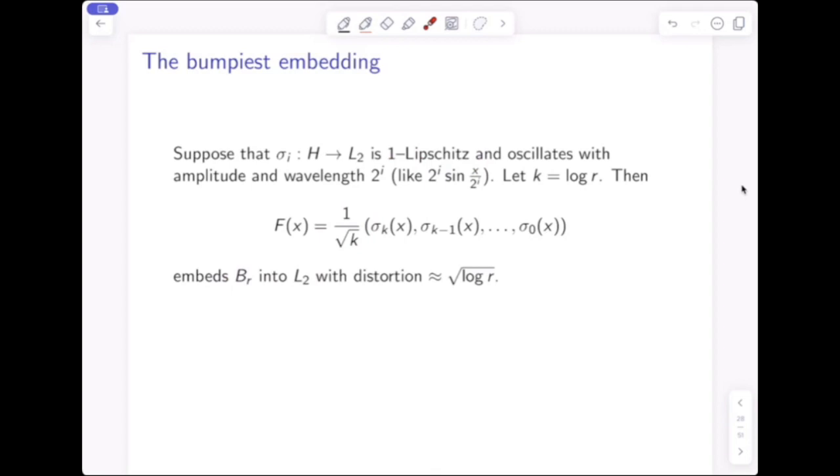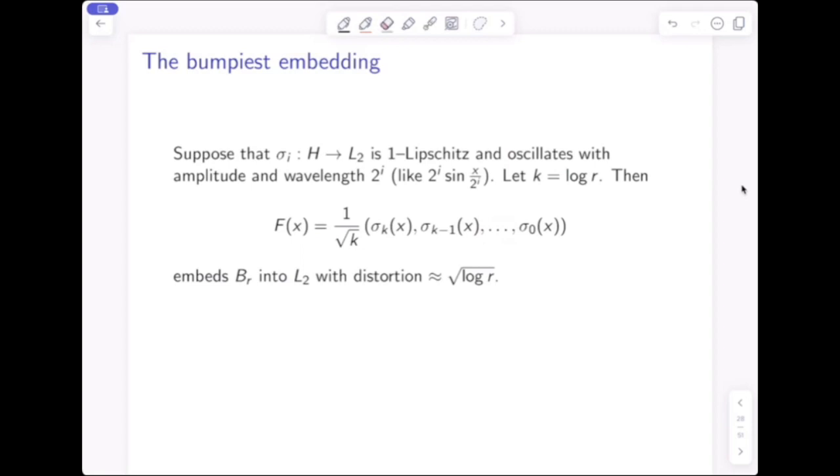The farthest they can be is distance about r, the radius of the ball. And so if we look at the images of those 2 points, f of x and f of y, well, the distance between those 2 points is between 1 and r. So it's on the order of 2 to the i for some i between 1 and log r. And so there's going to be one of these coordinates that corresponds to that distance. There's going to be one of these oscillators that oscillates at about that wavelength.